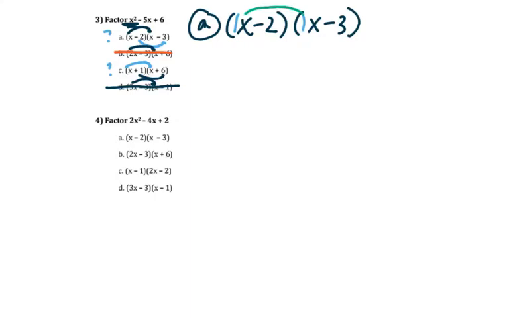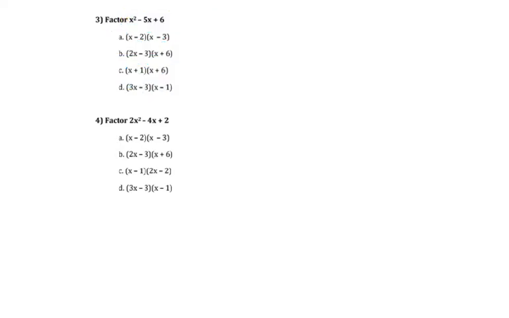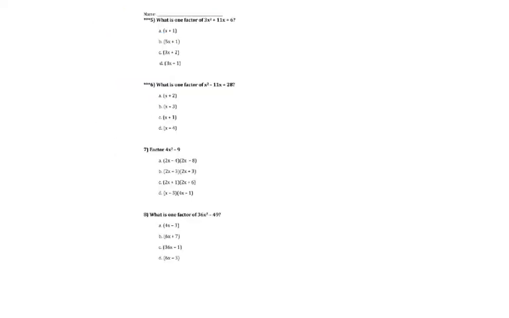So now you can take option A and write it out to the side. X minus 2 times x minus 3. If it's helpful, put a 1 in front. Double distribute. See if you end up with that answer right there. If you do, then the answer is A. Same thing, try number 4. Front times front, back times back. So now let's take a look at the back.